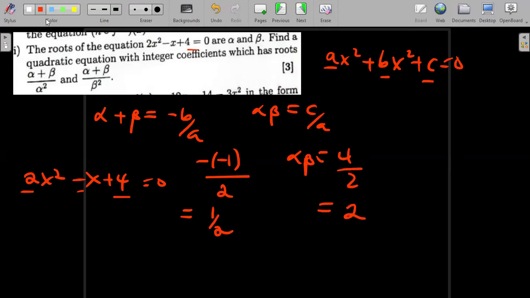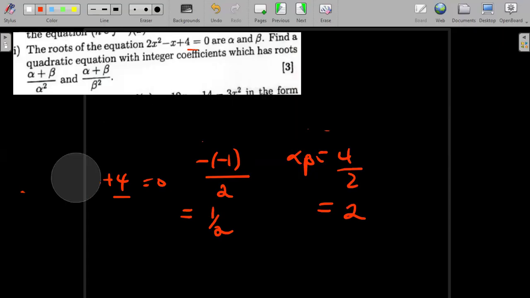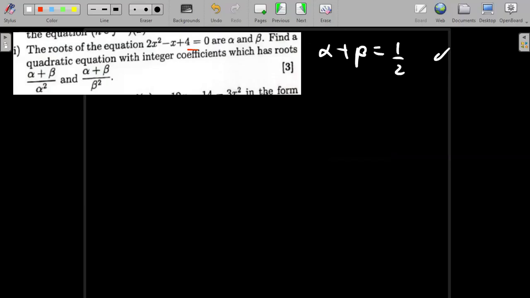These are going to be good to take note of, even as we go on further. So let me just write it on the side. Let me erase this, then I'll write them yet again. My alpha plus beta is equal to 1 over 2, and my alpha beta is just equal to 2.